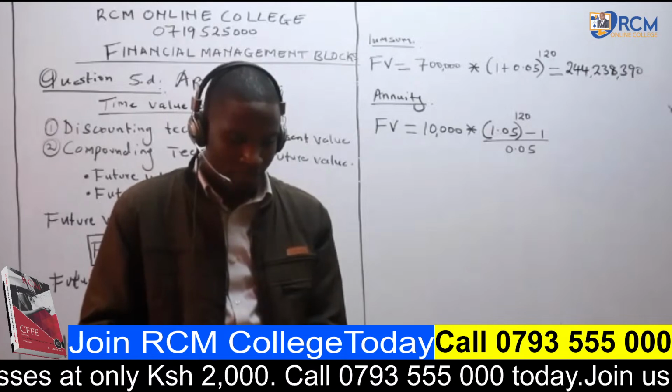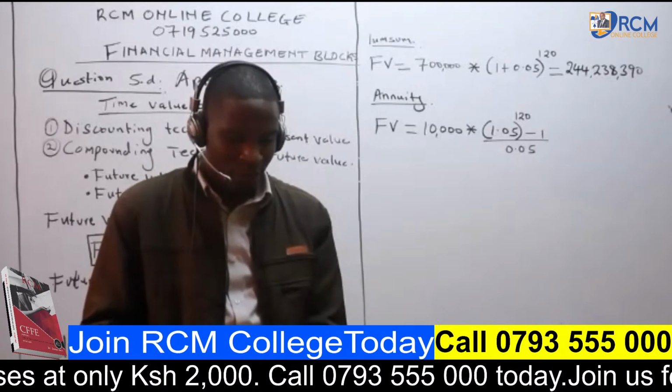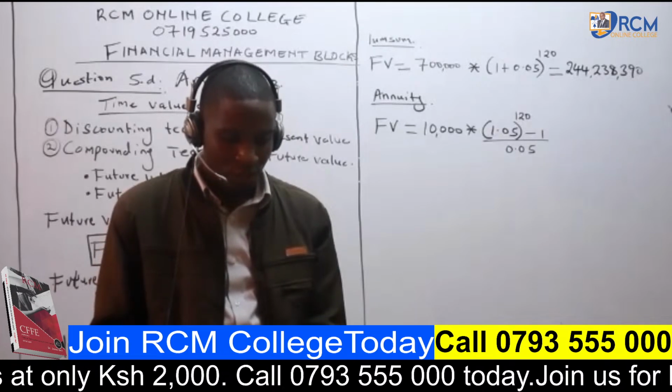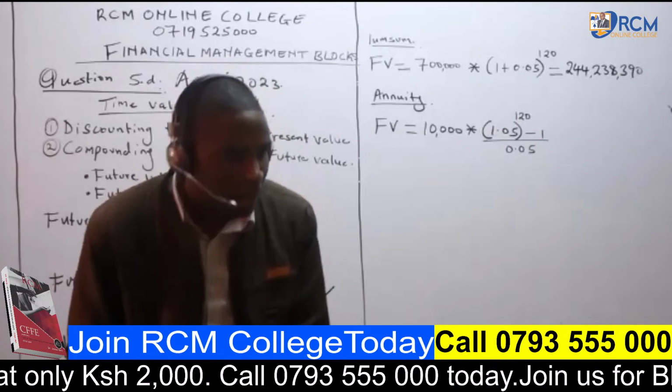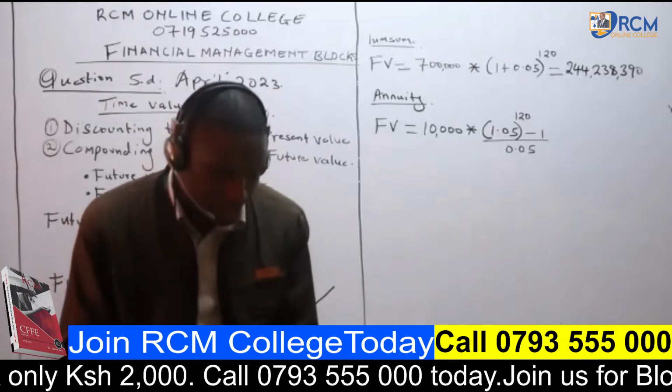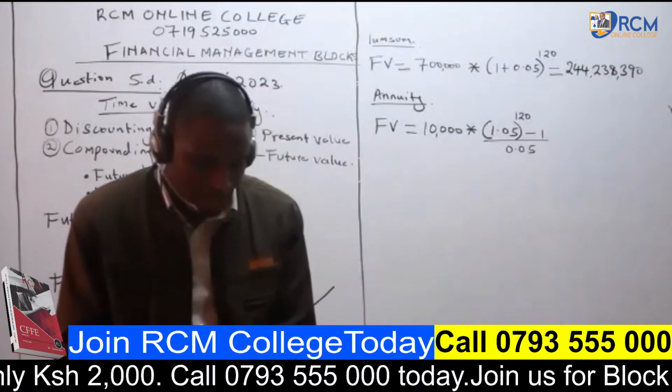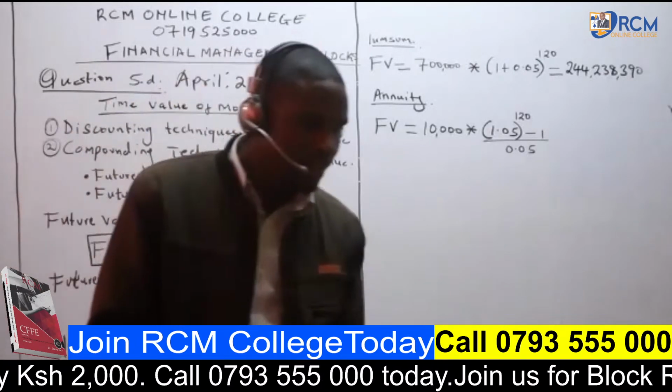Divide by r. So how much are you getting? I'm getting a figure here, times 10,000.